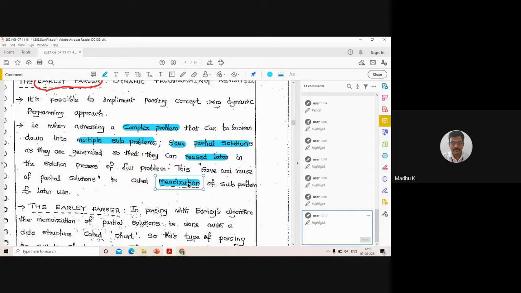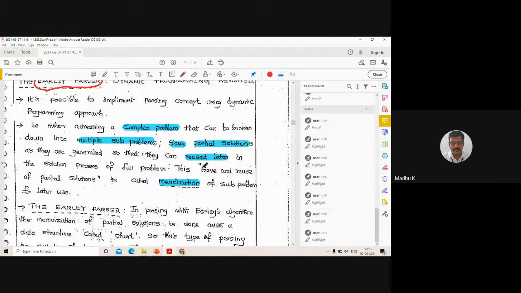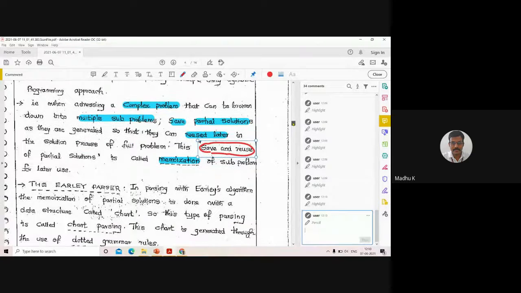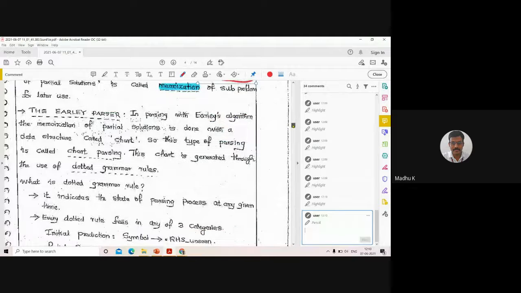This is another term. What does memoization mean? The save and reuse of partial solutions is called memoization. So what is the Earley parser? This is about the dynamic programming approach. So the Earley parser is a parser which uses the dynamic programming approach.